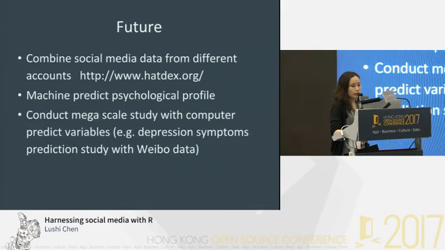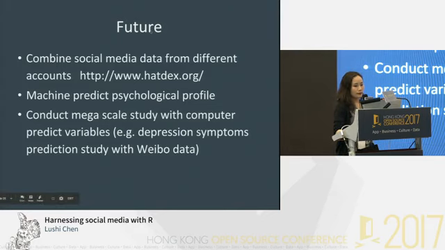So, future studies. In the future, I want to combine social media data from different accounts. Now, not a lot of people use Facebook or Twitter. Some of them just don't like to post text, or you seldom post text on Facebook or Twitter. But a lot of them watch YouTube. So if I can combine multiple accounts of a user, then the prediction will be more accurate.